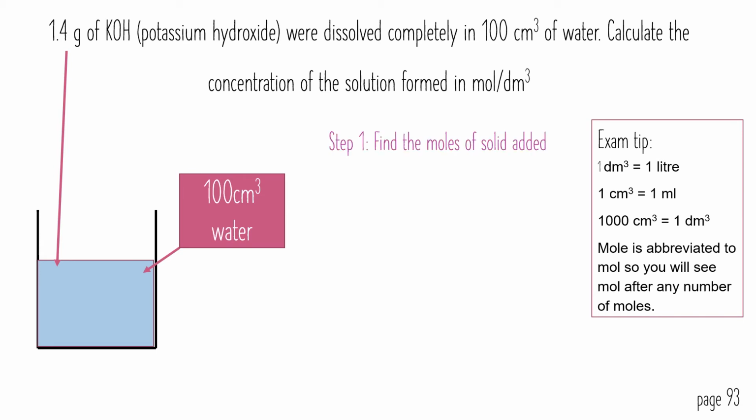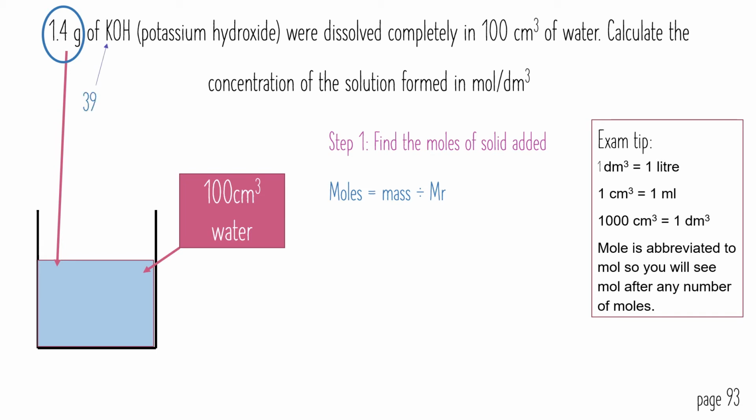So step 1 is to find the moles of the solid added. We started with a solid, so let's find out how many moles were actually put in. You can do that very easily because it's a solid. You're using the calculation moles equals mass divided by MR. And it's MR here because potassium hydroxide is a compound. Let's look at the mass we have. We've been told we have 1.4 grams.